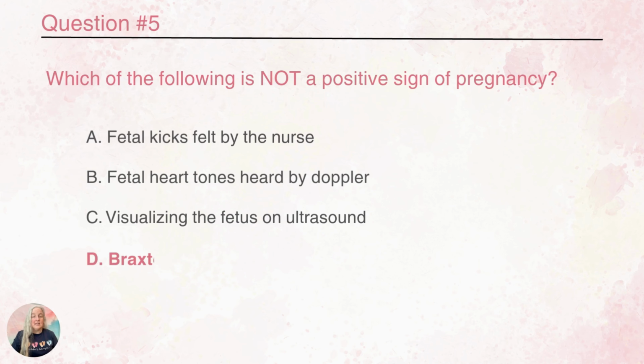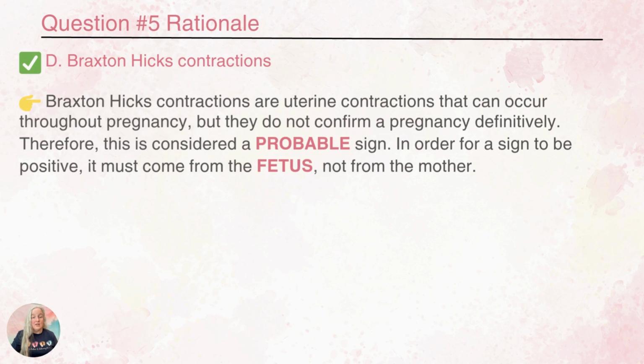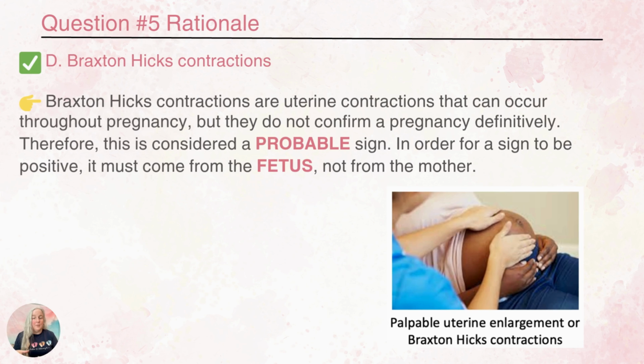Braxton Hicks contractions, however, are not a positive sign of pregnancy because they are not coming specifically from the baby. There are other things that could cause a uterus to enlarge or contract, rarely, so it is not a definitive sign of pregnancy. When we look at the rationale, Braxton Hicks are uterine contractions that occur throughout pregnancy, but they don't confirm the pregnancy definitively. They're considered a probable sign. In order for the sign to be positive, it has to come from the fetus, not from the mother. So being able to palpate uterine enlargement or Braxton Hicks contractions are both objective and probable signs of pregnancy.